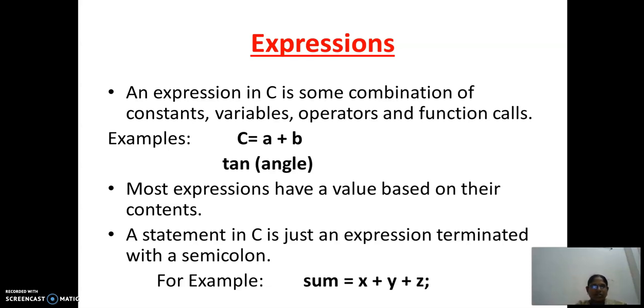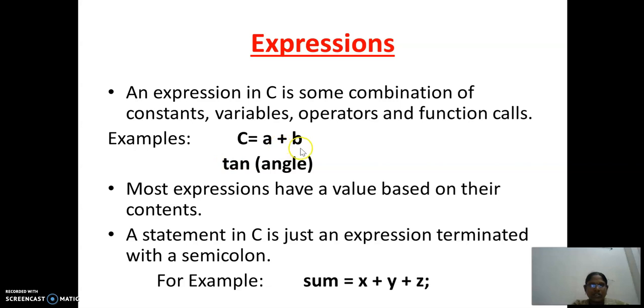in maths. Whenever you write an expression with a combination of some arithmetic operations, like a plus b into c is equal to some value, then that is called an equation or expression. Now, an expression in C is some combination of constants, variables, operators and function calls.